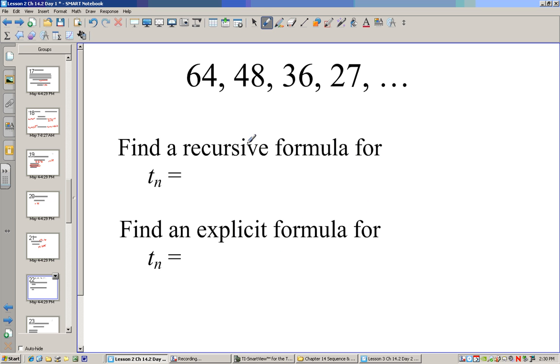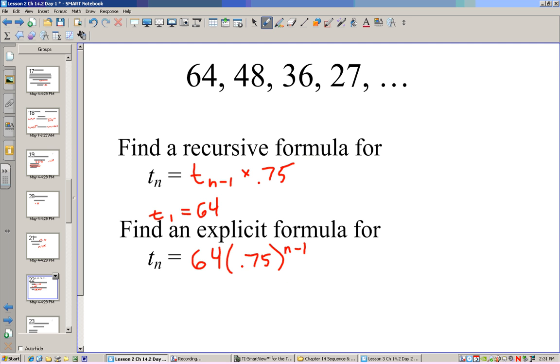So let's look for a recursive and an explicit formula for this. For a recursive formula, we're going to take our previous term and we are going to multiply it by 0.75. Now, we have to state where we start. We're going to start at 64. Now, for an explicit formula, we're going to start at 64, and we're going to multiply it by our common ratio to the n minus 1 power. So that's our recursive. This is our explicit.